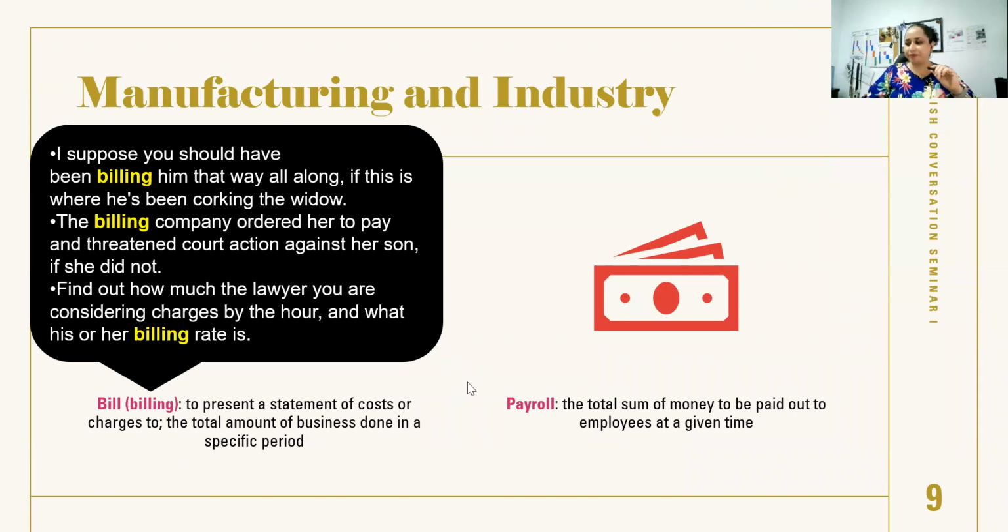I suppose you should have been billing him that way all along, if this is where he's been corking the widow. The billing company ordered her to pay and threatened court action against her son if she did not. Find out how much the lawyer you are considering charges by the hour and what his or her billing rate is.